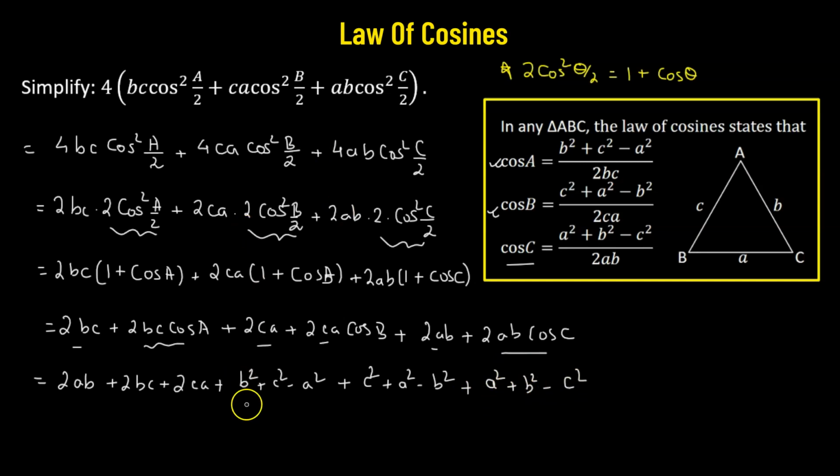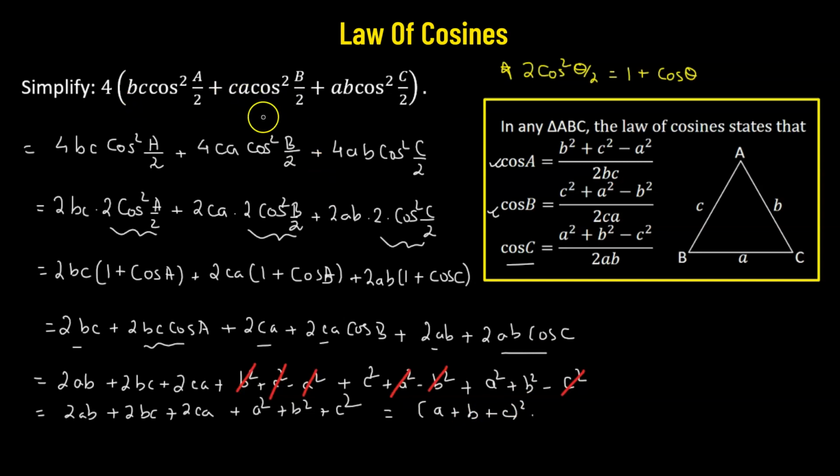Now a couple of terms will get cancelled out. So we have B squared, negative B squared, positive C squared and negative C squared, and negative A squared and positive A squared cancelling out. And this is finally leaving us with 2AB plus 2BC plus 2CA plus A squared plus B squared plus C squared. And this is nothing but the expansion of A plus B plus C whole squared. So this is the final answer. So that means the simplified value of the given trigonometric expression is going to be A plus B plus C whole squared.